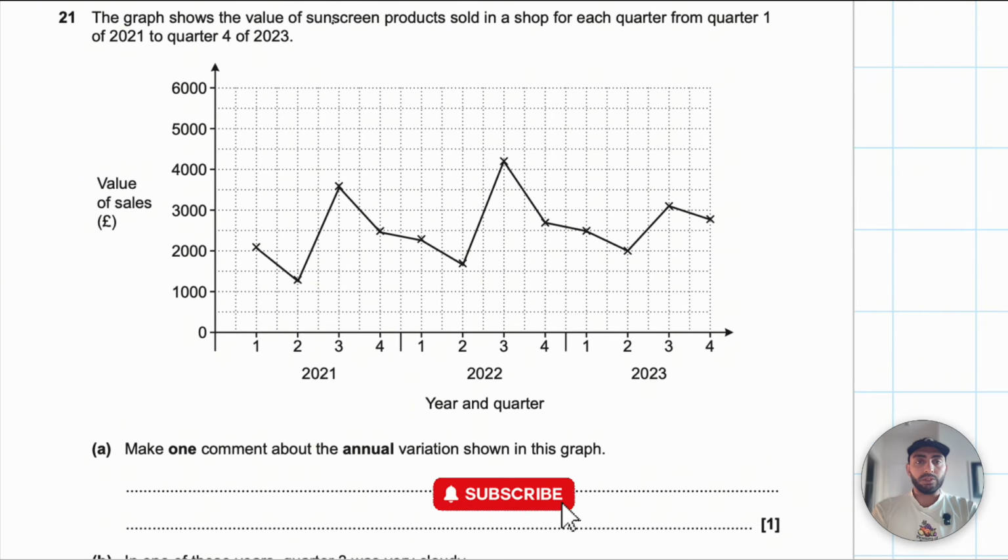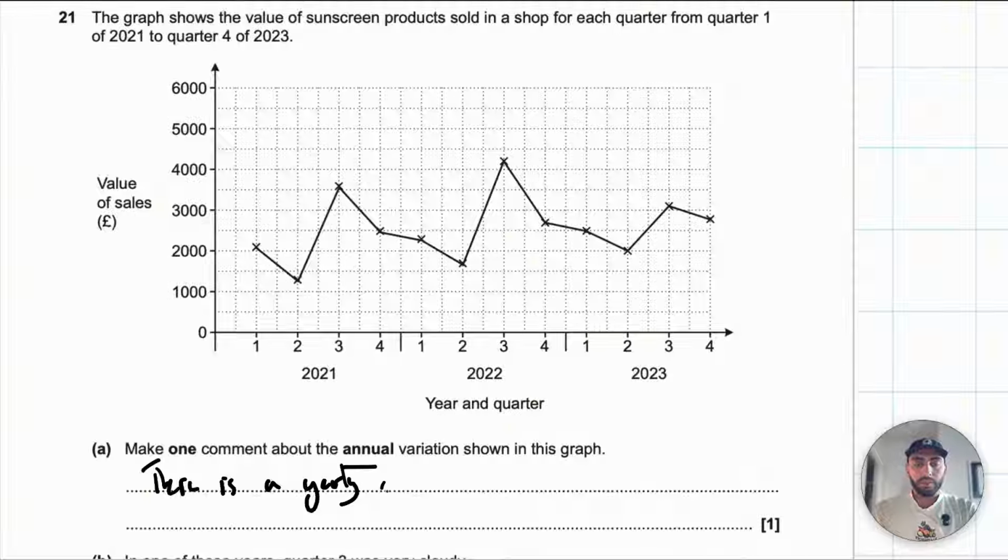Question 21. The graph shows the value of sunscreen products sold in a shop for each quarter from quarter 1 of 2021 to quarter 4 of 2023. Part A. Make one comment about the annual variation shown in this graph. We're just looking here for any repeating patterns or any trends. So I can see Q1 is normally in the middle, Q3 is normally the highest, and Q2 is normally the lowest. So in this graph, the trend is repeating every year. So we can say there is a yearly cycle. And we can give an example, e.g. Q3 is always the largest.